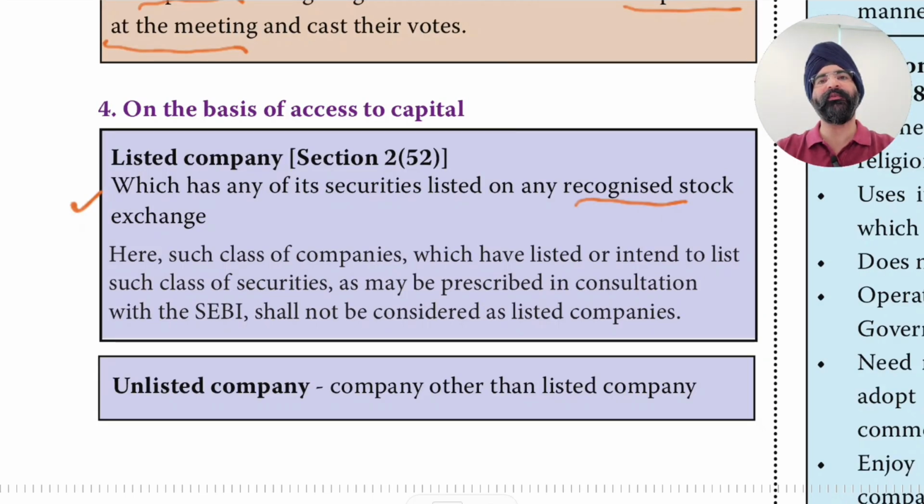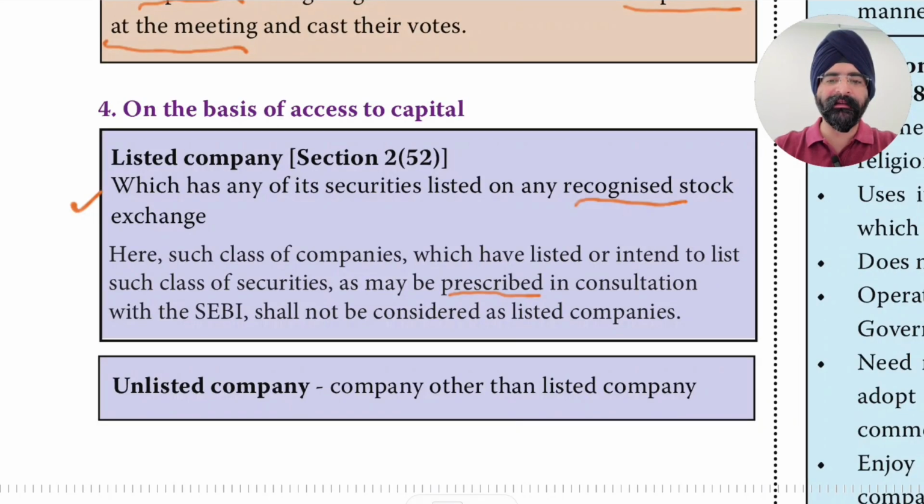So usually I try to say things in a positive way, like yes, this can be done provided these terms and conditions are fulfilled. So anything can be done provided these terms and conditions are fulfilled. So a company can be listed, yes, if its securities are listed on a recognized stock exchange. Howsoever, still a company may not be termed as a listed company, if it is prescribed in consultation with SEBI as not a listed company. There can be such a possibility.